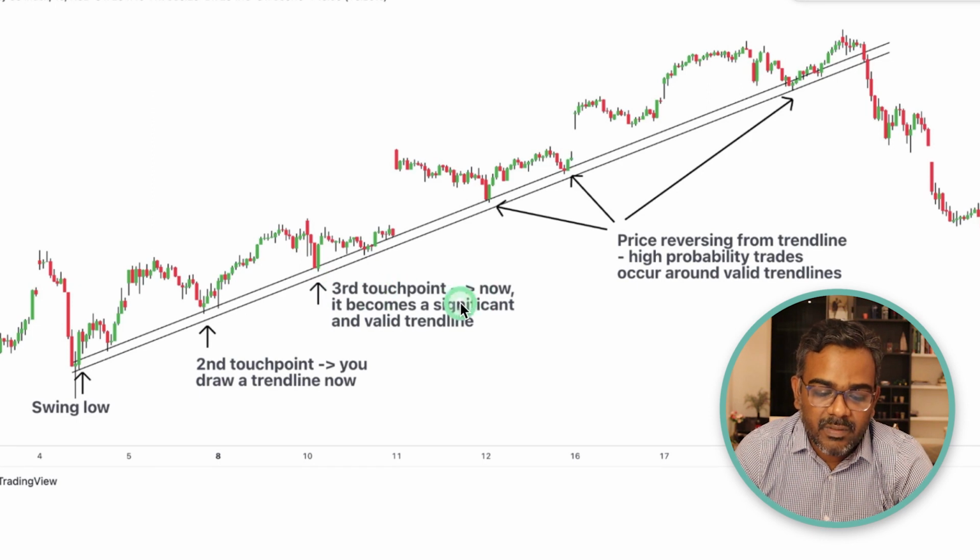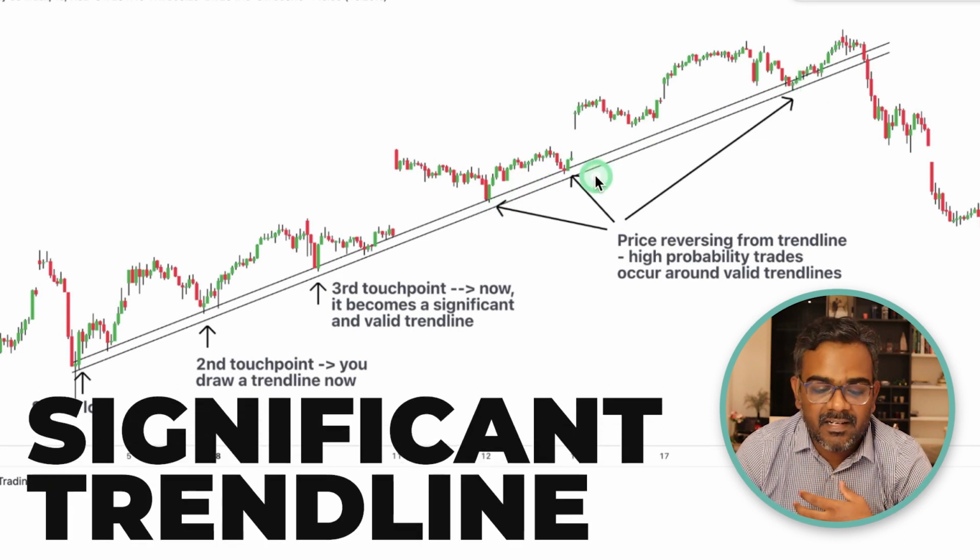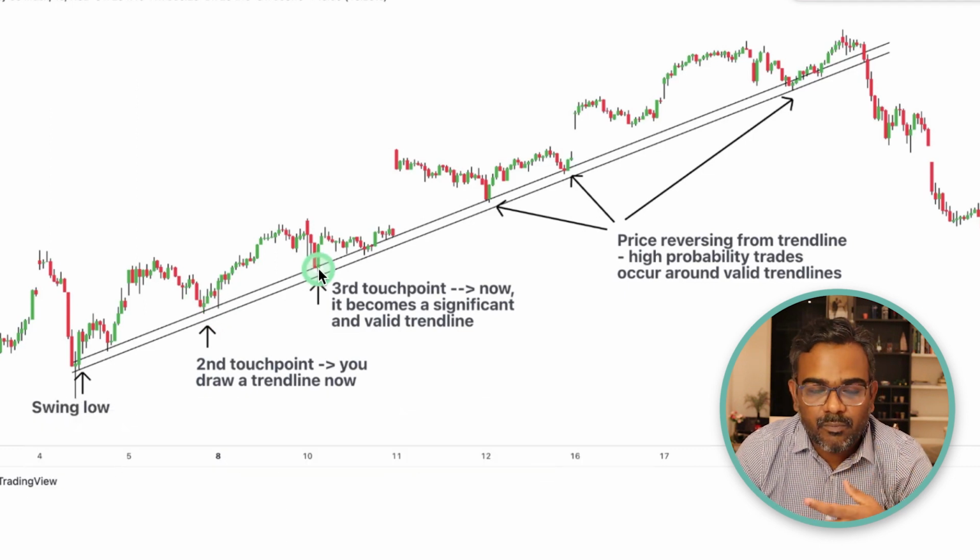Third touch point, this is when it becomes a valid, significant trend line, and then again goes higher, again reverses here, again reverses here, again reverses here. Now, the reason why the price reversed so many times from this trend line is because this is a very significant trend line. At this point, you can understand that this is a very important trend line.